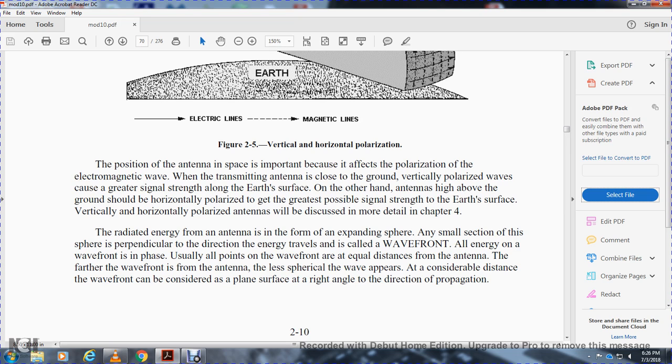Radiated energy from the antenna forms an expanding sphere. A small section of the sphere that is perpendicular to the direction of energy travel is called the wavefront. All energy on the wavefront is in the same phase, and usually all points of the wavefront are an equal distance from the antenna. Therefore, the farther the wavefront is from the antenna, the less spherical the wave appears.